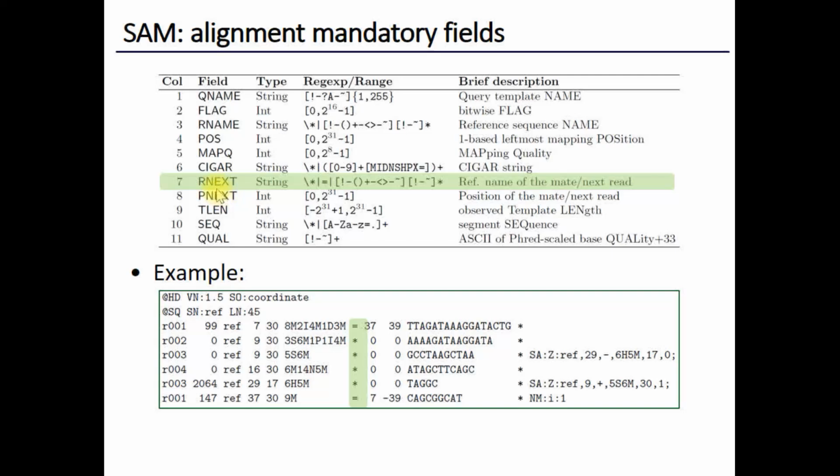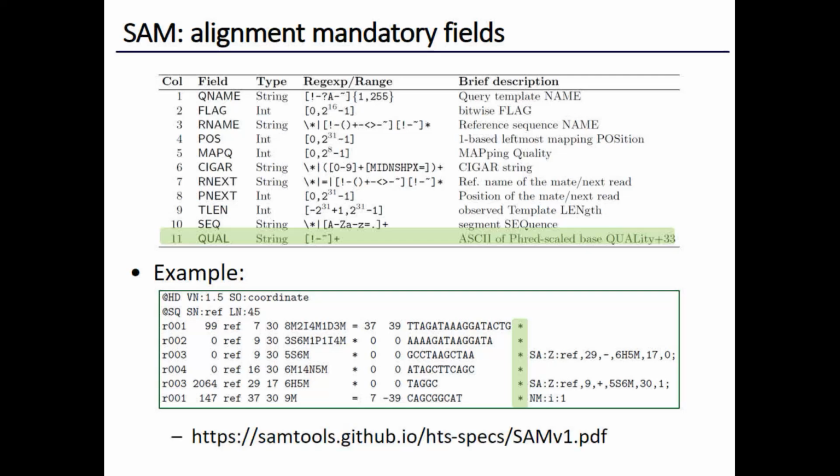RNEXT is the reference name for the second read, or the mate read. PNEXT is the position of the next read. TLEN is the observed template length, or the read length. SEQ is the segment sequence. And QUAL is the quality score. For the details, you can look at this website for the SAM format specs.